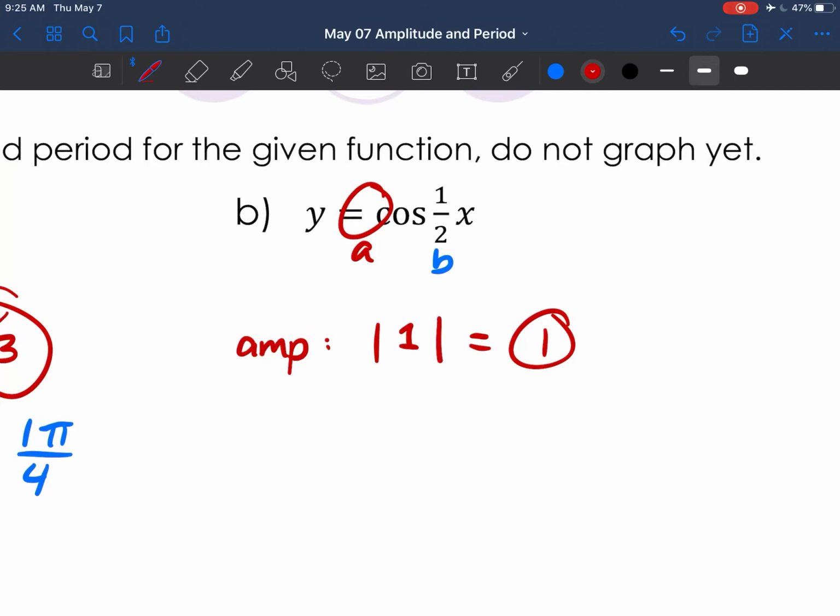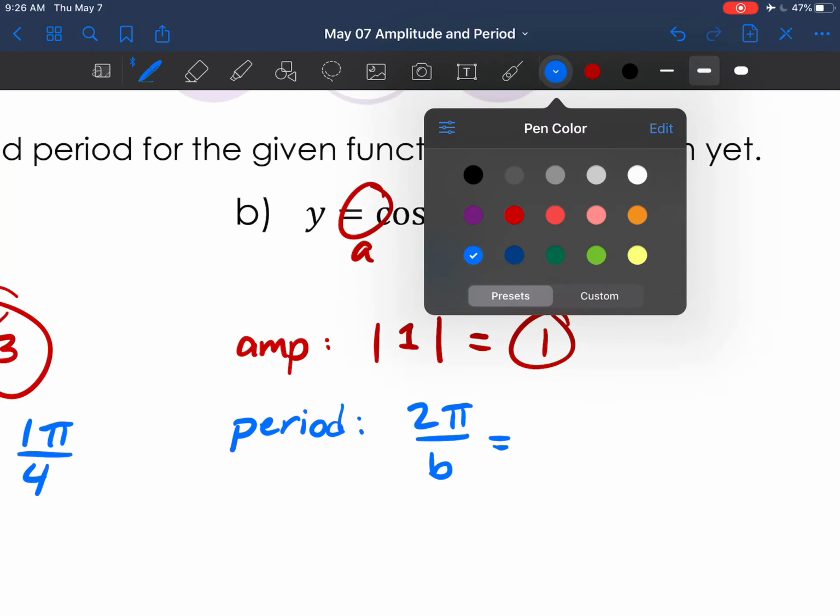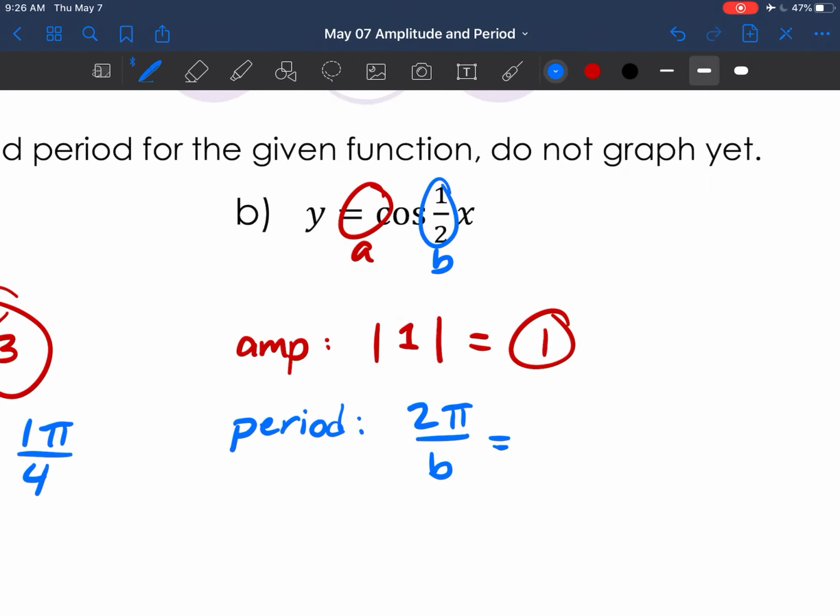Okay, and then the period. Again, you have to memorize that formula. Though I guess since you're just taking tests at home, you don't really have to memorize it, but in the future you will. So it's going to be 2 pi divided by b. Well, in this case, we have that b is a half, so nothing that we have to figure out there. So I will do 2 pi divided by a half.